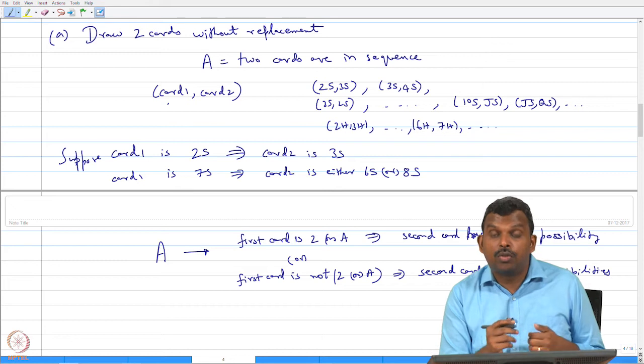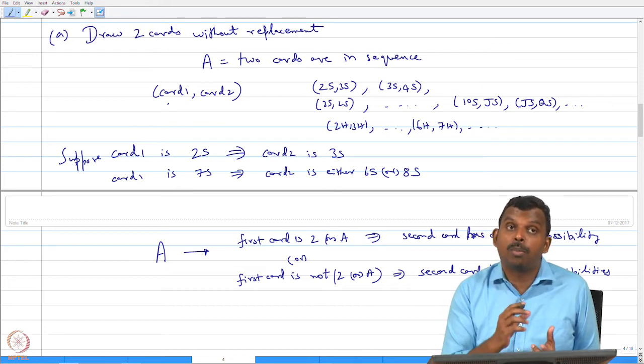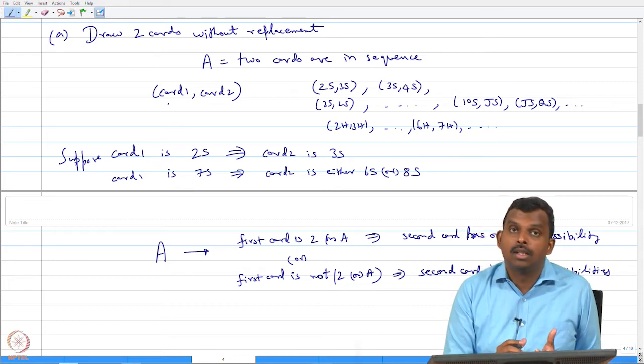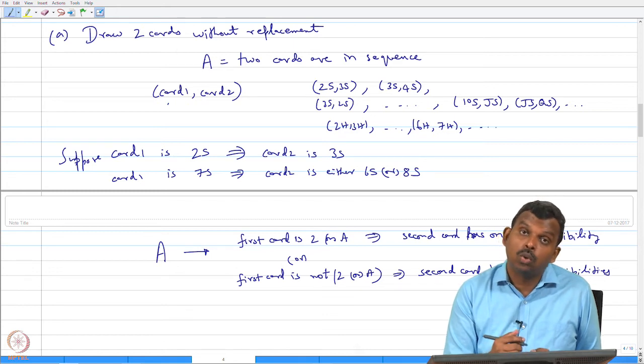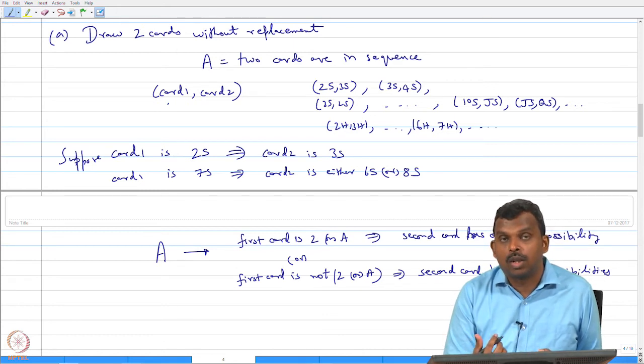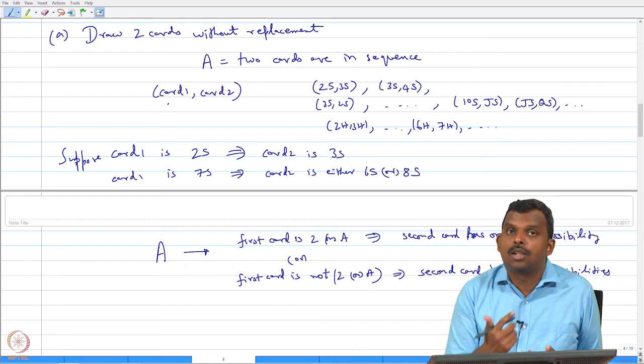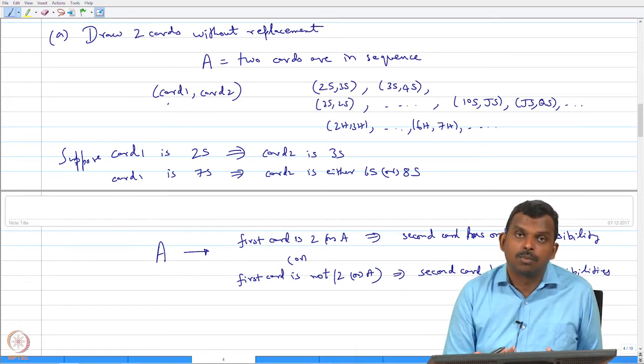Okay. So, the first card you drew from a full pack of 52. What is the probability that it is either 2 or ace? How many 2s are there? There are 4 2s, 2 spades, 2 hearts, 2 diamonds, 2 clubs, and there are 4 aces. Same ways, all 4 suits. So, you have 8 favorable outcomes. So, the probability that the first card is 2 or ace is 8 divided by 52.